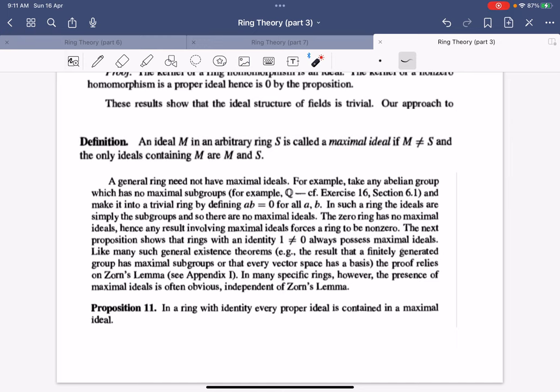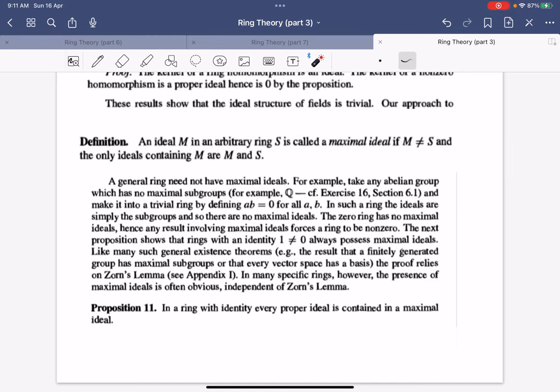In general, a ring need not have a maximal ideal, and you can just take any abelian group which has no maximal subgroup, such as the rational numbers, and you can make this a trivial ring by just defining multiplication equal to 0.